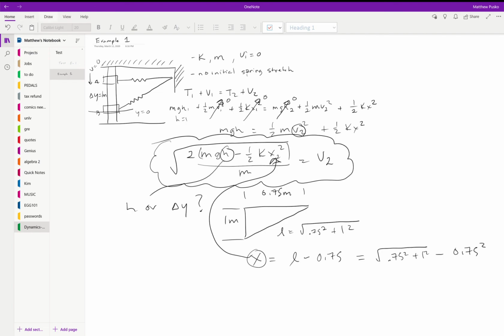If we would have had some initial velocity, this term would not have been 0. We could have also had some initial spring stretch, so if we had a spring stretch, then this term would not be 0. Alright, I'm going to work on these and see how it goes.